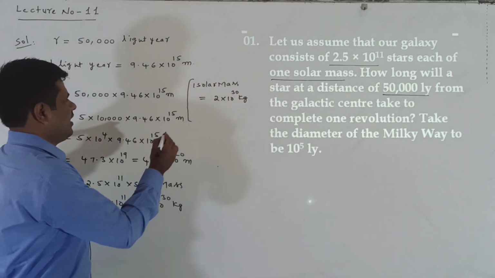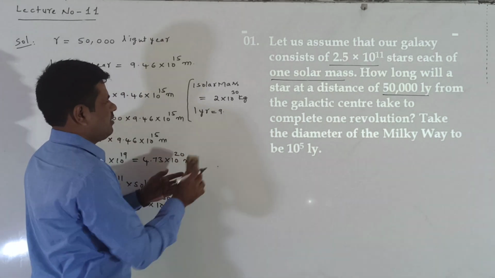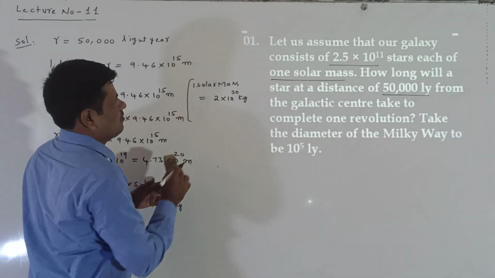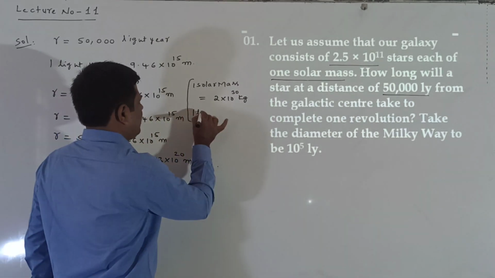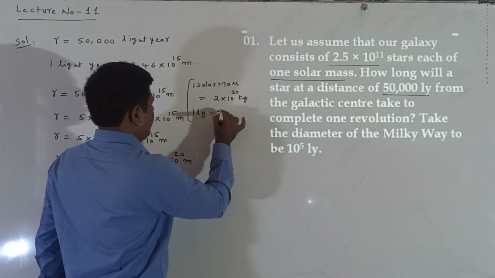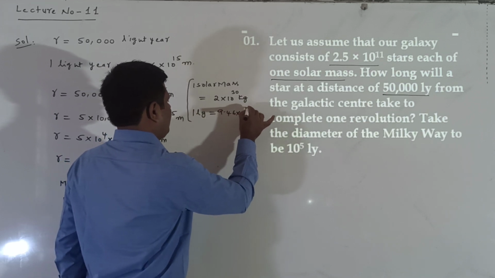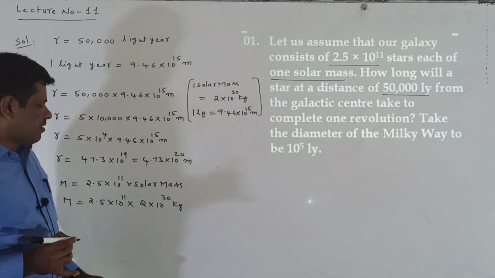Next, 1 light year can be written as 9.46 into 10 power of 15 meters. Right, we can remember these values.